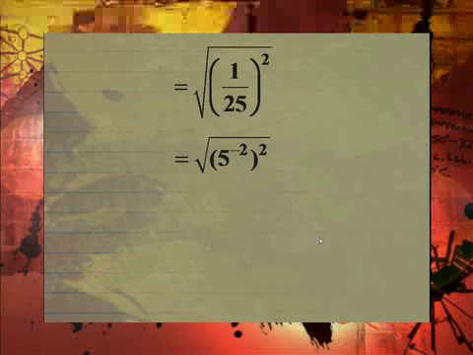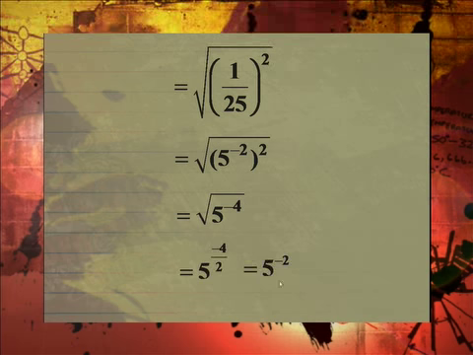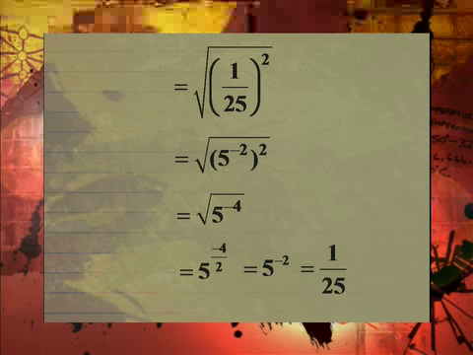But there is another way of doing it. We're saying 1 over 25 is 5 to negative 2. Then you have times 2, which is the square root of 5 to negative 4. Then what do we do? Negative 4 divided by 2. We have 5 to negative 2. Look at that, 5 to negative 2, which goes back to 1 over 25. We had the answer already.